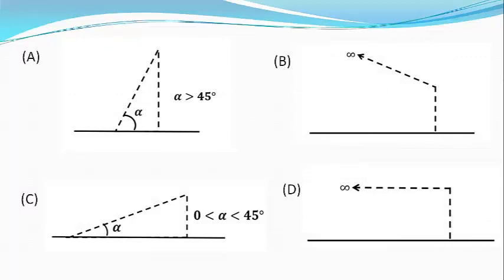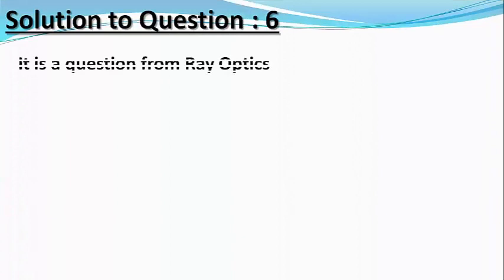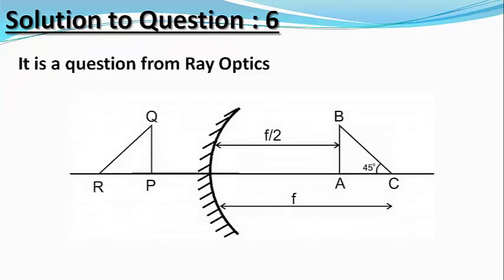It is a question based on reflection of light from spherical mirrors and hence from ray optics, and may have one or more of the four figures qualitatively represent the image of the wire. Let us now try to solve this question. Let triangle ABC represent the bent wire acting as the object for the concave mirror, and let PQR represent the image of the wire ABC in the concave mirror.